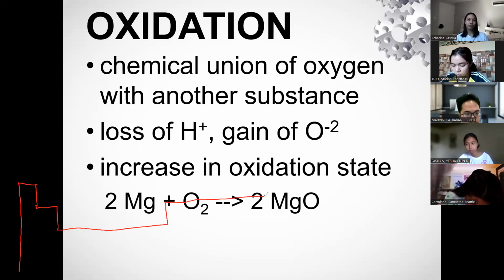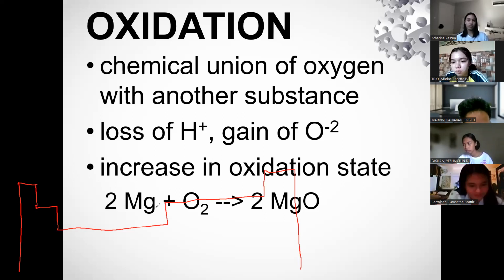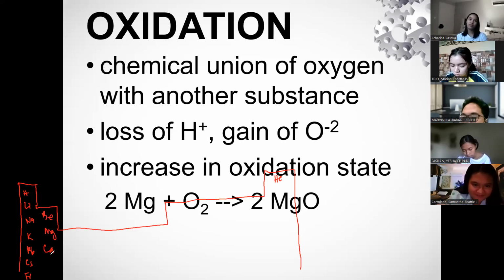Your periodic table looks like this, right? So we have hydrogen, helium, lithium, sodium, potassium, rubidium, cesium, and francium. And then we have here beryllium, magnesium, calcium, strontium.